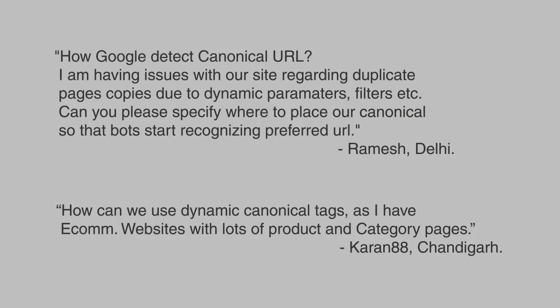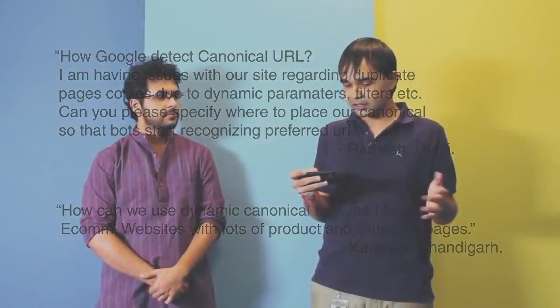The first question comes from Ramesh, who is from Delhi, and he basically wants to know how Google detects canonical URLs. He has a website where he's having some problems with dynamic parameters, filters, and duplicate pages. A similar question is from Karan, who is from Chandigarh, and he has an e-commerce website, and he wants to know basically how he should handle dynamic canonical tags. So how would you answer that question?